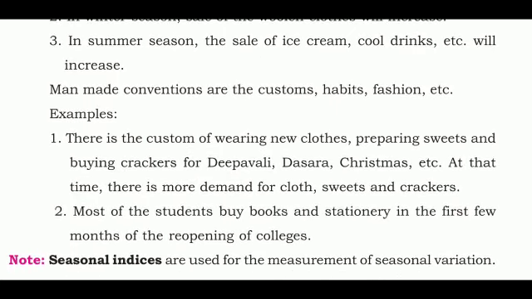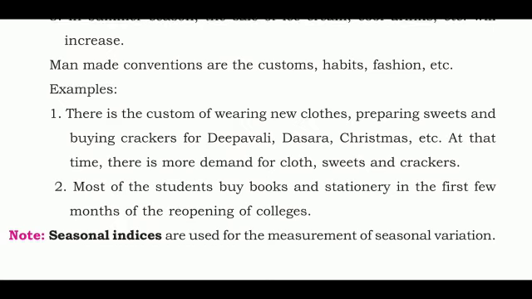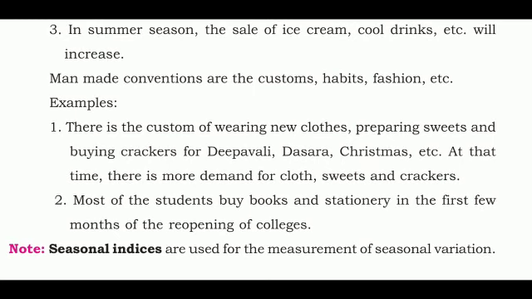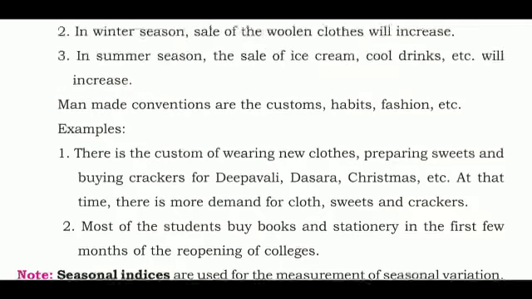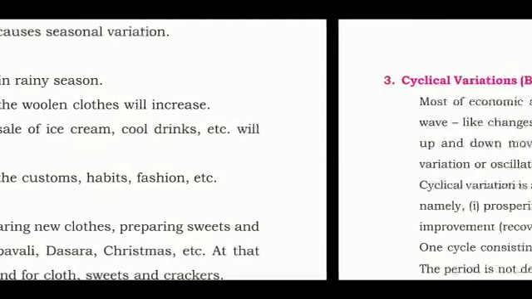Examples. What are the examples? There is a custom of wearing new clothes, preparing sweets, and buying crackers for the big festivals like Deepavali, Dasara, Christmas, etc. At that time there is more demand for cloth, sweets, and crackers. Then most of the students buy stationery and books when the schools are reopening, and that's most of the time during the month of June. And seasonal indices are used for the measurement of seasonal variations. So this is the explanation on seasonal variations.